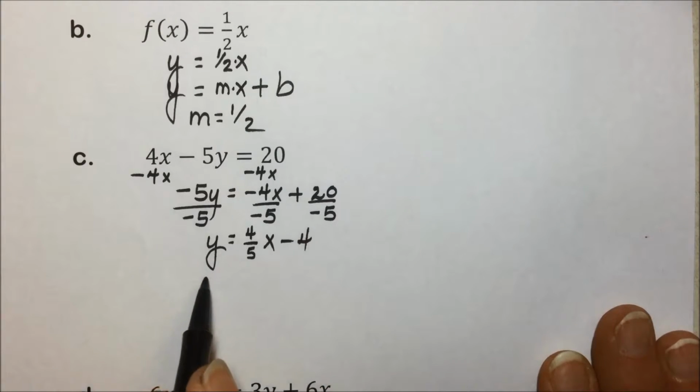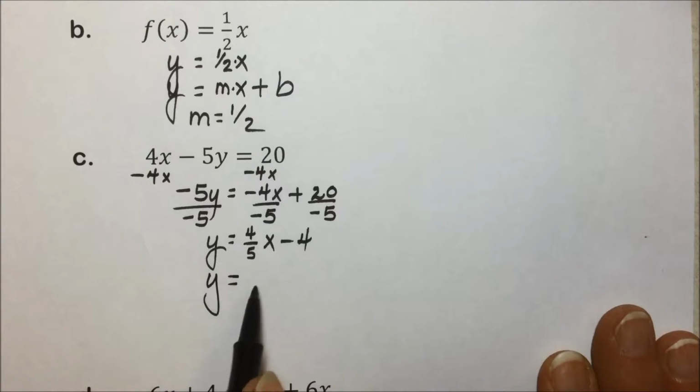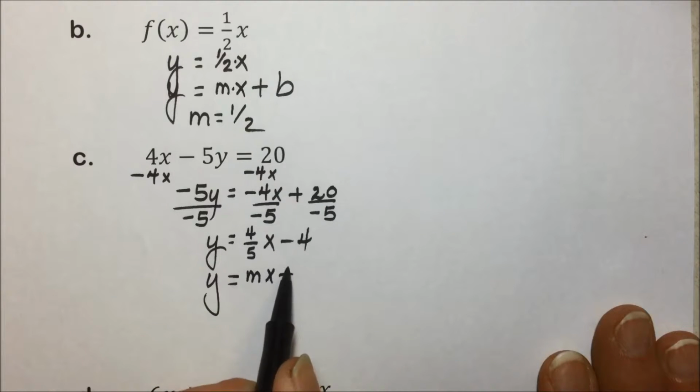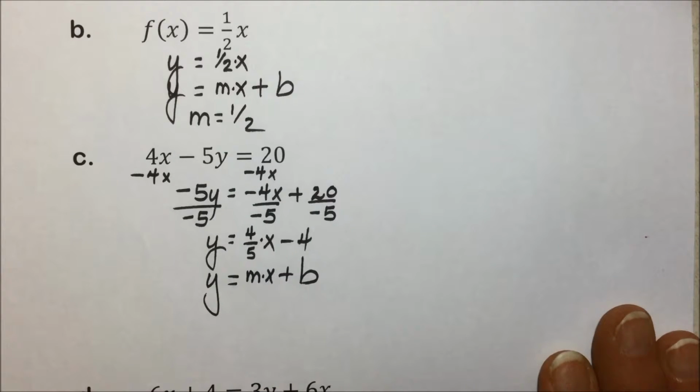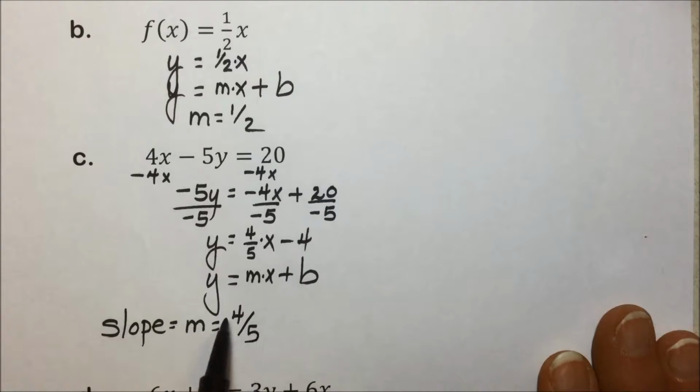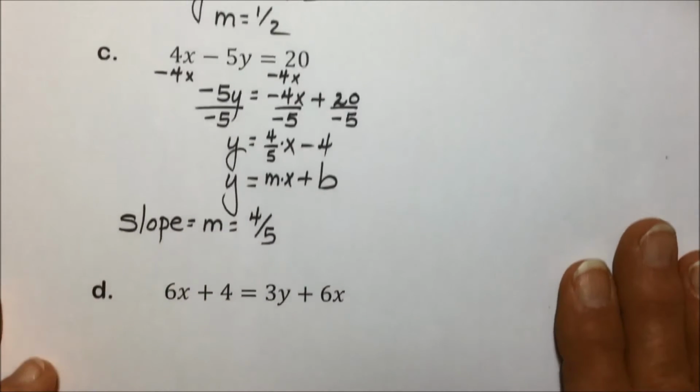We now have it in the y equals mx plus b, or the slope-intercept form, where we can readily pull off the slope or determine the slope by looking at the coefficient of the x term. So the slope for this equation is going to be 4/5. Rise 4 for every 5 that we run.